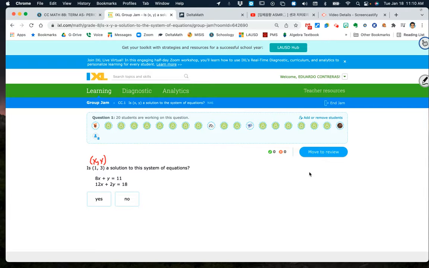What we want to do is check each equation to see if, when we plug in 1 and 3 for x and y, they turn out to be true statements or false statements. We only need to do one at a time. Okay, so let's start with our first equation. Everyone write down these two equations, 8x plus y equals 11, and underneath write 12x plus 2y equals 18. Go ahead and write those down.